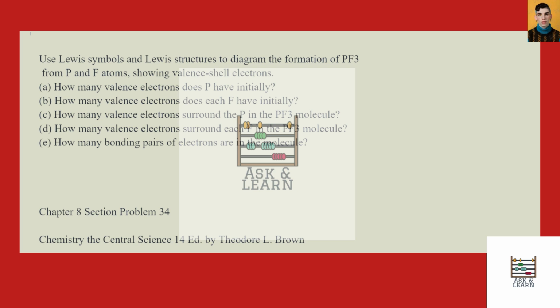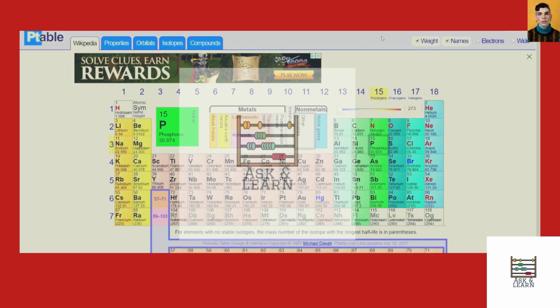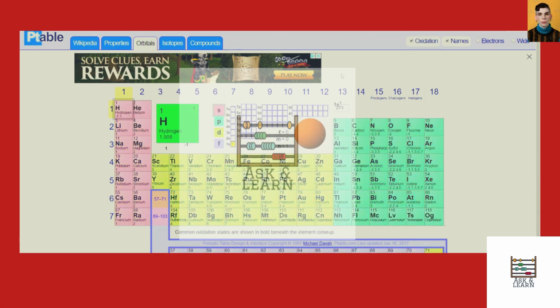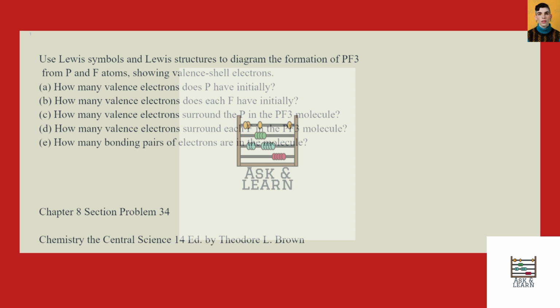So to do this, we need to look at their electronic configurations. One way to quickly do this is to look at the periodic table and count up the electrons. But on ptable.com, which is a free periodic table, you can click orbitals and quickly show their electronic configurations. So since fluorine is 1s2, 2s2, 2p5, it will have 2 plus 5 makes 7 valence electrons. So I'm going to write that here.